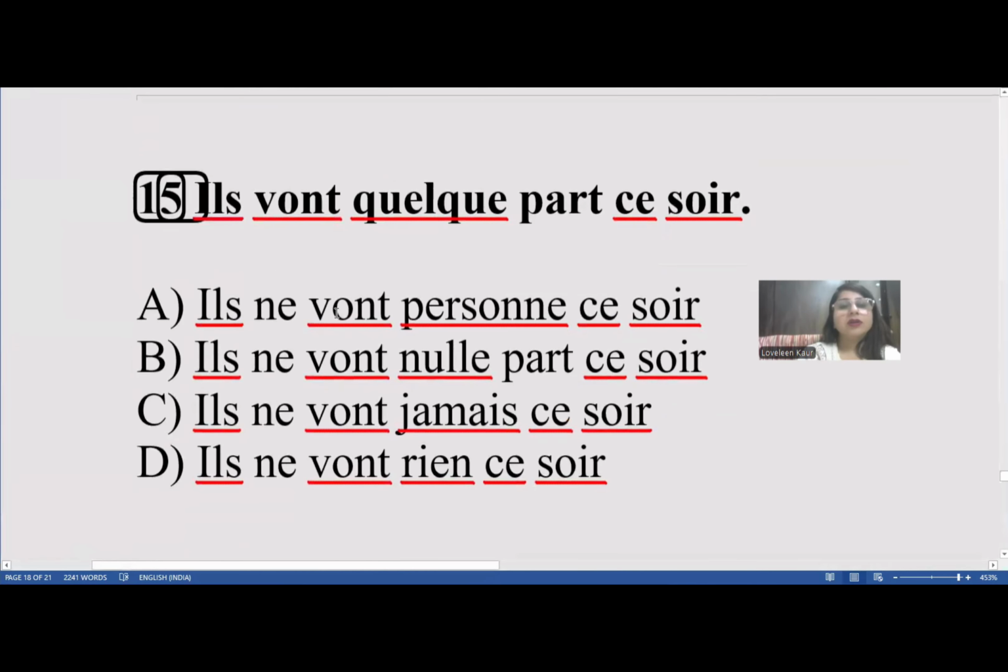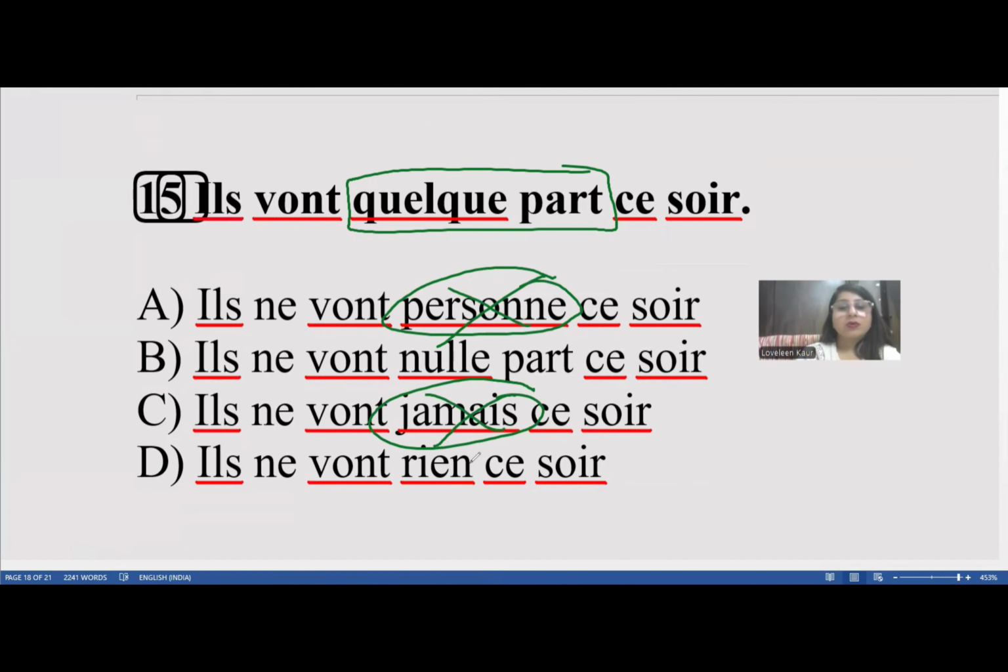Now, ils vont quelque part ce soir. They are going somewhere this evening. So it will come. Yes, the hint is quelque part. So quelque part will not change to personne. No. Jamais. No. Rien. No. So of course it will come, the B part. Ils vont quelque part. Are they going somewhere? Ils ne vont nulle part. They are not going anywhere. So of course B is the right option.